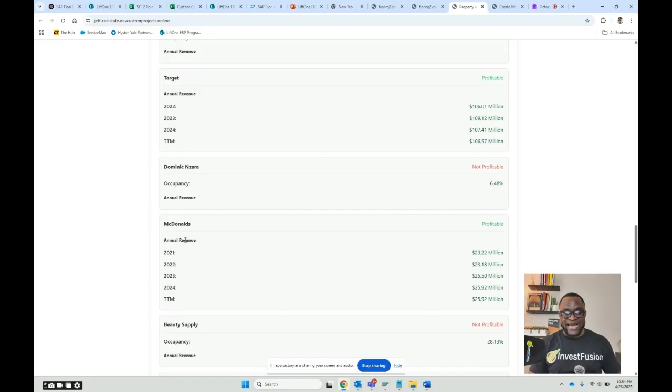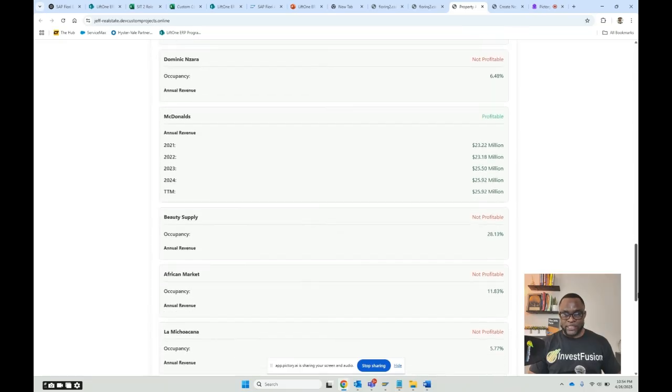For McDonald's, it says it's profitable. It gives you the breakdown, the annual revenue. 2021 revenue is 23 million, 2022 is 23.18 million, 2023 is 25.5 million, and 2024 is 25.92, while the TTM is about 25.92 million. So it gives you that McDonald's is profitable.